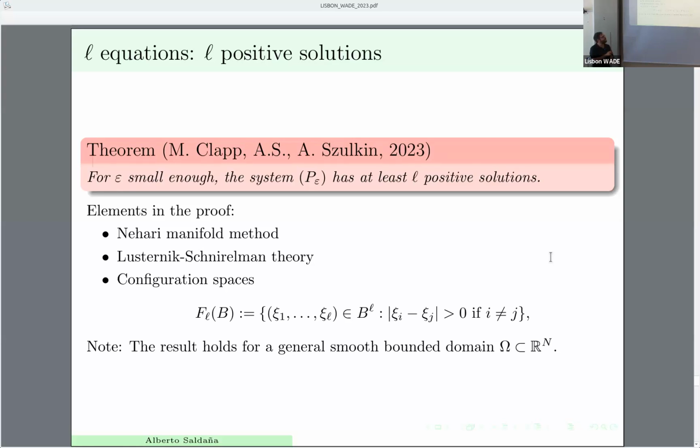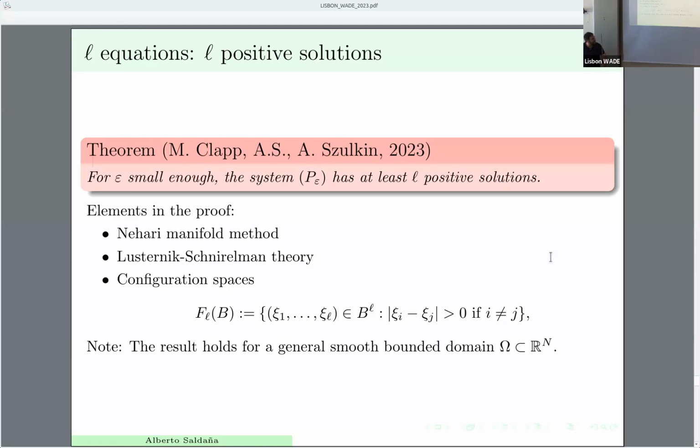If you have L equations, can you have L positive solutions up to rotations? And what we showed is that this is the case. So when epsilon is small enough, if you have L equations, then the system will have at least L positive solutions. And we show this with a Nehari manifold approach, Lusternik-Schnirelmann theory, and we used configuration spaces.